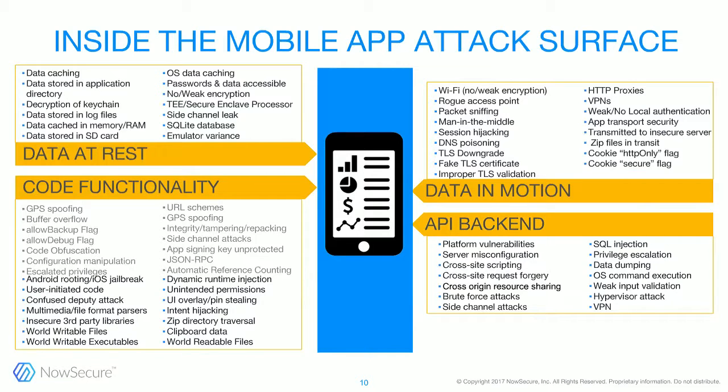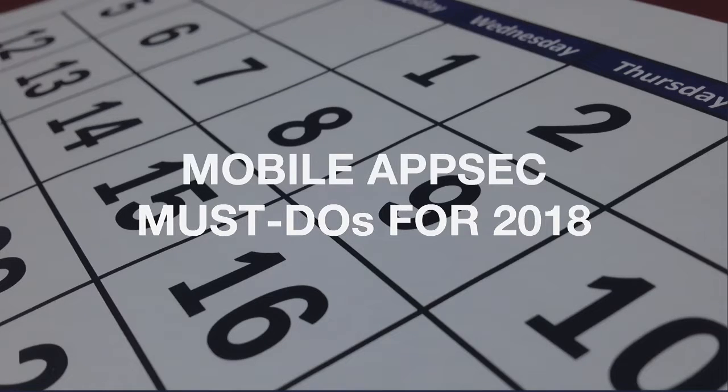When we look at it overall, this is a very interesting graphic. We've been building out this mobile attack surface for years here at NowSecure, and every year the list gets longer and longer, whether it's data at rest, data in motion, code-level functionality, or back end. As the mobile attack surface evolves, we as AppSec professionals need to stay up to speed on what these new ones are, and leverage third parties and experts like NowSecure, as well as technologies, to make sure we're covered and not exposed to any risk during those cycles.